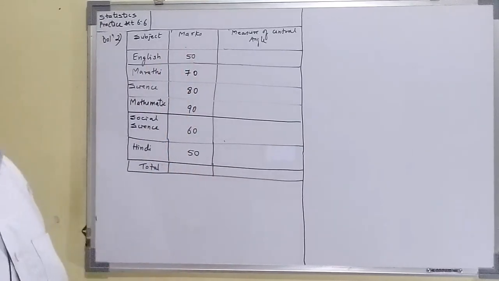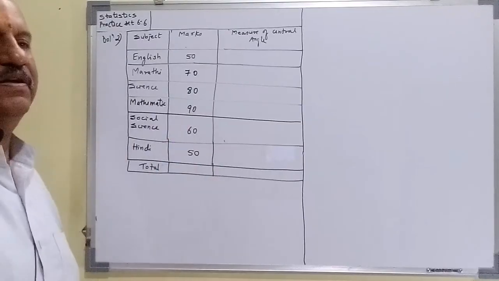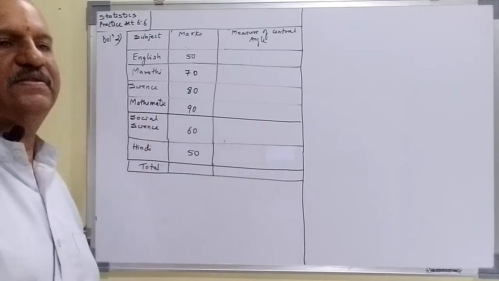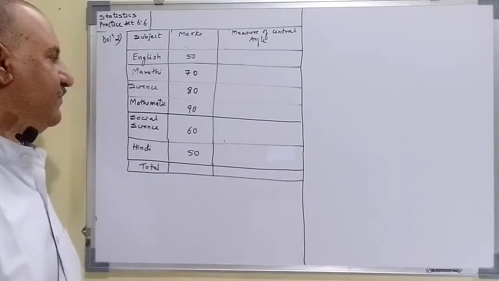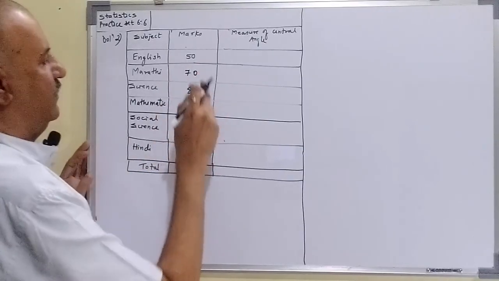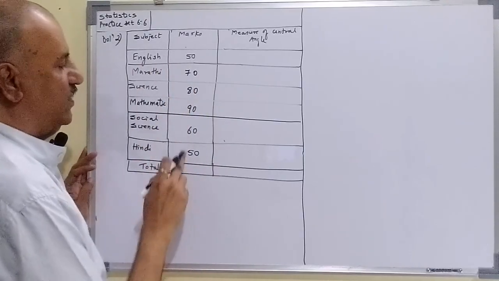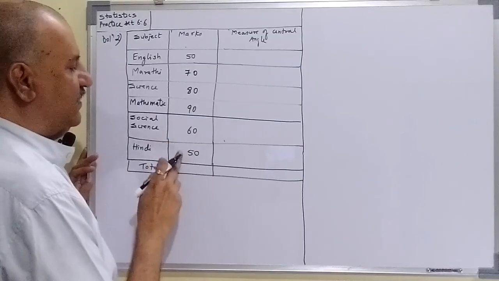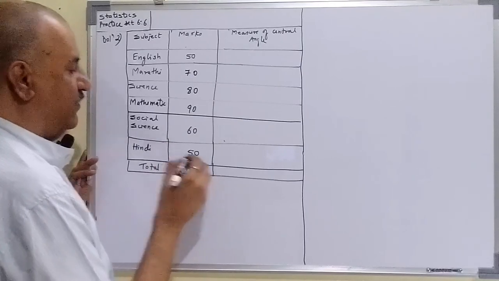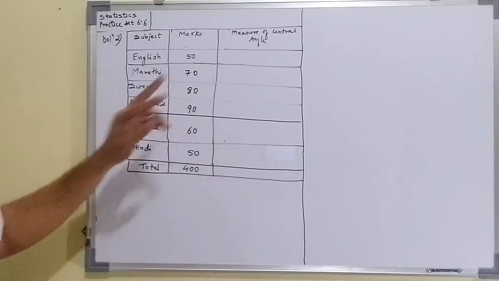50 plus 70 is 120, 120 plus 80 is 200, 200 plus 90 is 290, 290 plus 60 equals 350, right? Yes. 5 plus 7 is 12, 12 plus 8 is 20. 29, 35, 40, 400. Total marks are 400. Now you have to find the angles.